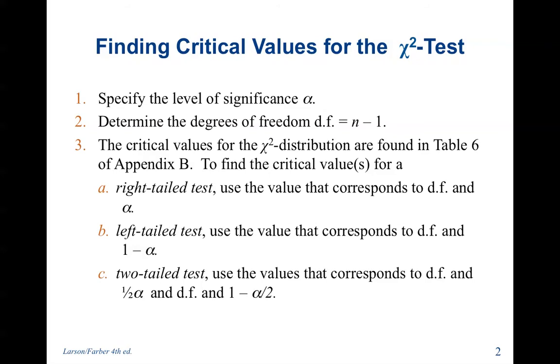For where we put in our percent, for a right-tailed test, you're just going to use alpha. For a left-tailed test, 1 minus alpha. And for a two-tailed test, 1 minus alpha over 2.